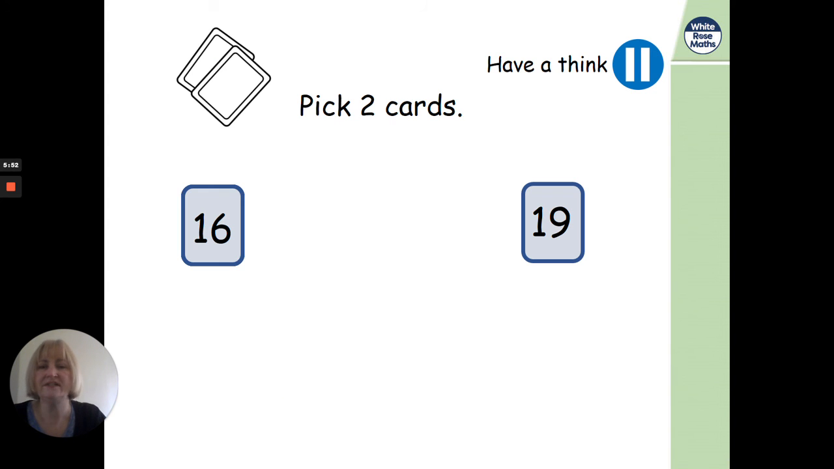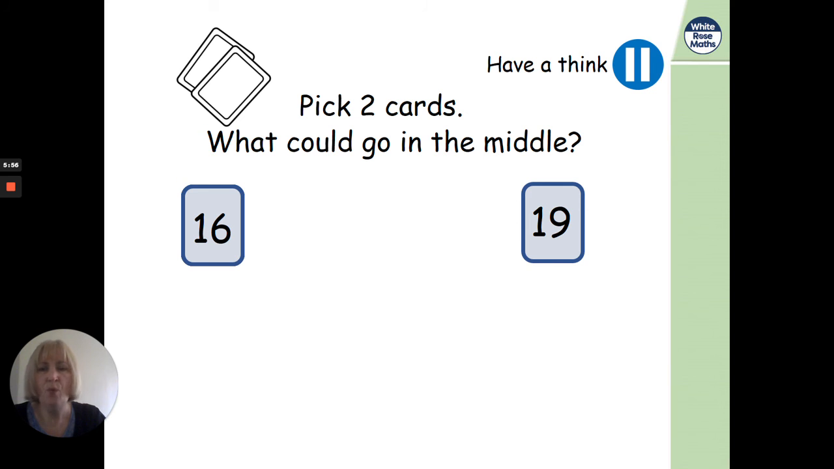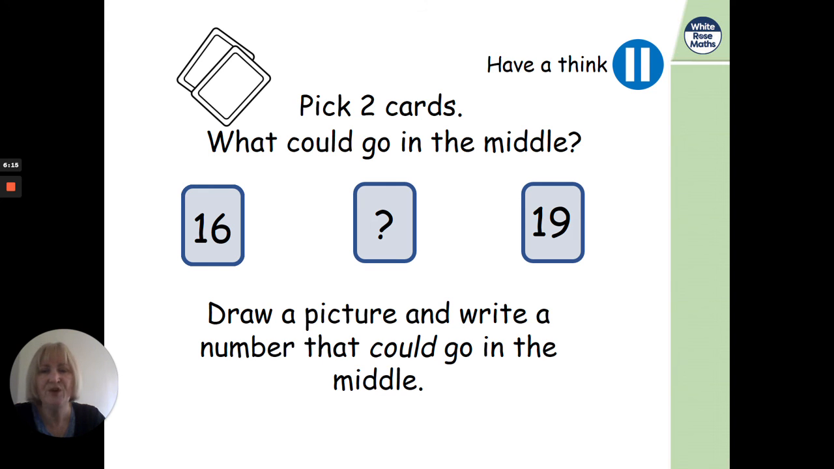Pick 2 cards, 16 and 9. What could go in the middle? So it would have to be a number bigger than 16, greater than 16, 17, 18. It couldn't be 19 because we've got 19 as the biggest number, but it could be 17 or 18, couldn't it? Draw a picture and write the number that could go in the middle.